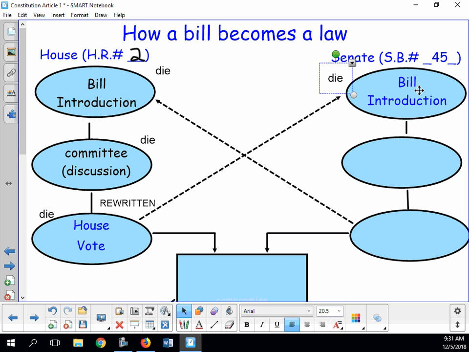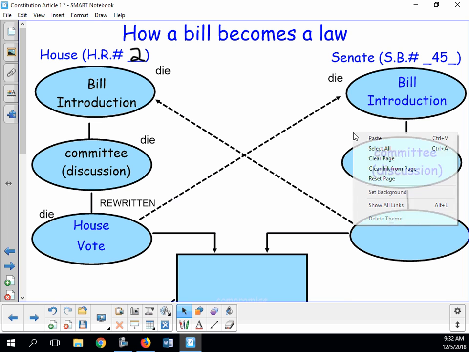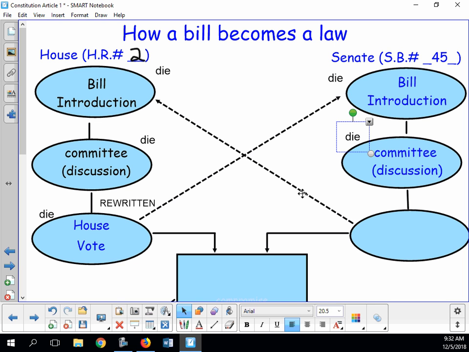But if the Senate likes it, it's interested, then guess what? It's going to a committee for discussion. Do you see the similarities here? It's the same process for both sides of the Congress. So we've got a discussion. It goes to a committee that relates to the topic, but again, the committee may work on it for a very short while, or may take years, or it could, yes, you guessed it, die. If it dies, it's done.